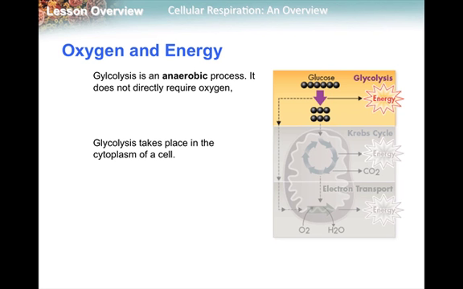Let's take a look at glycolysis more closely. Glycolysis on its own is an anaerobic process. And what that means is that it doesn't require oxygen. It does take place in the cytoplasm, and no oxygen is needed to have glycolysis happen. And we'll take a look at how it's related to fermentation later.